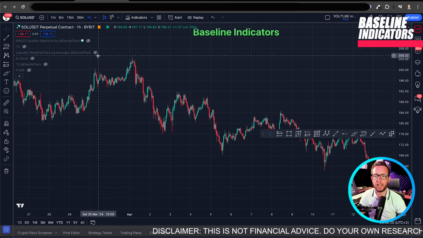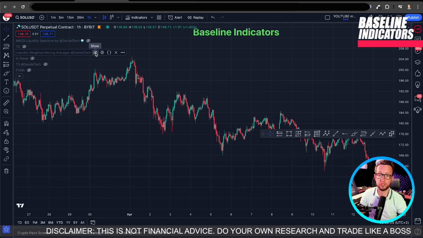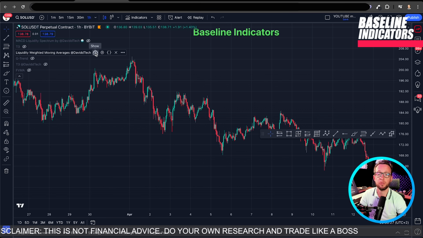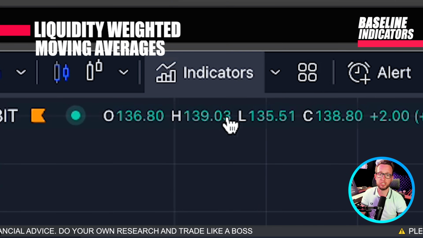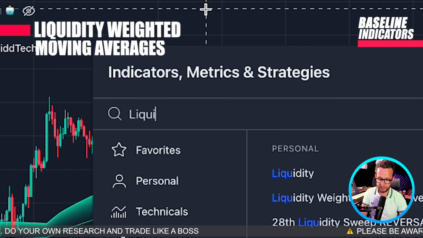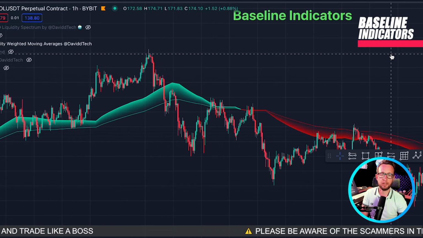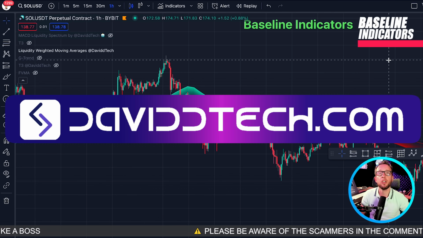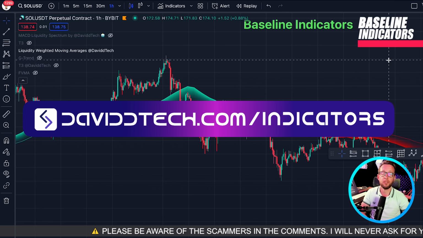Number 4 is a new one that I've just found. It may have been a bit higher up in the list if it wasn't that I only found it about 2 or 3 weeks ago. It's going to be the liquidity weighted moving average. If we go to indicators here and write liquidity weighted moving average, you'll actually be able to find it there by DaviddTech. If you can't find any of the indicators, guys, you can go to DaviddTech.com/indicators and you'll be able to find all of the indicators.